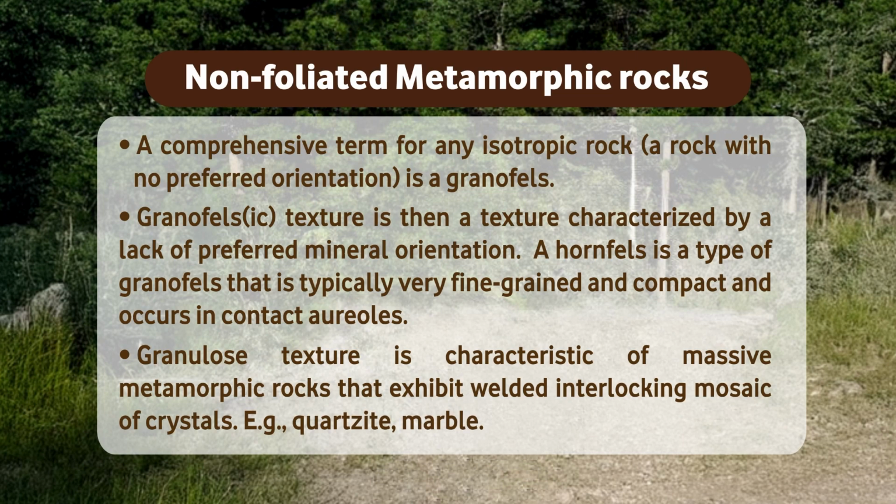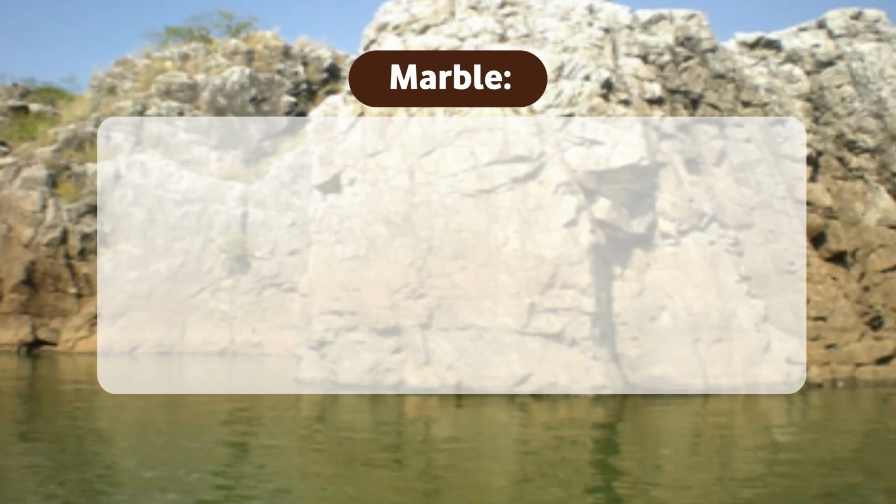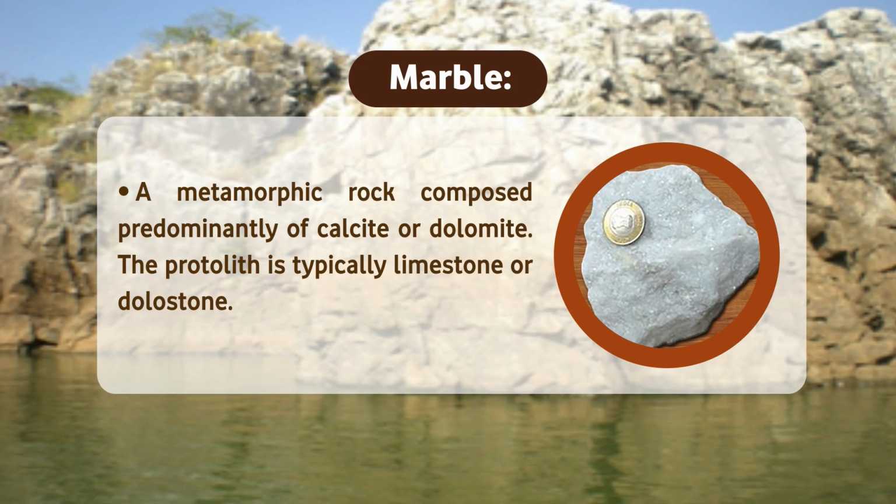Another texture which is associated with non-foliated metamorphic rocks is the granoblastic texture, which is characteristic of massive metamorphic rocks that exhibit a welded interlocking mosaic of crystals. This can be commonly seen in quartzites and marble. A metamorphic rock composed predominantly of calcite or dolomite is called a marble. The protolith is typically limestone or dolostone. Here you have an example of a marble.